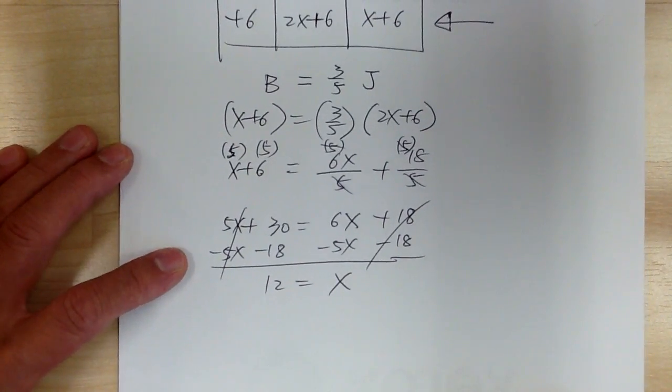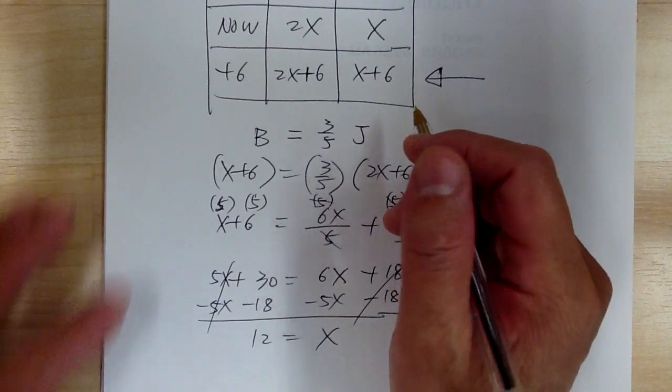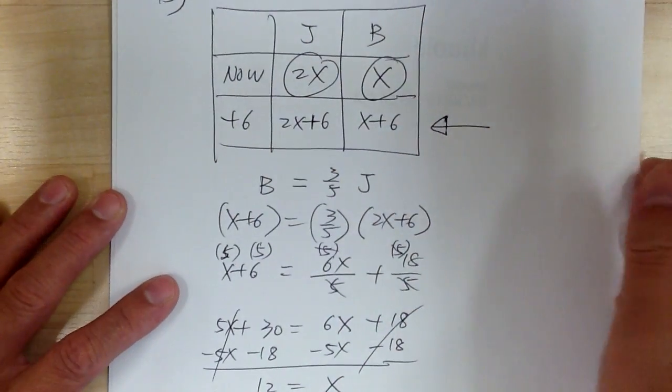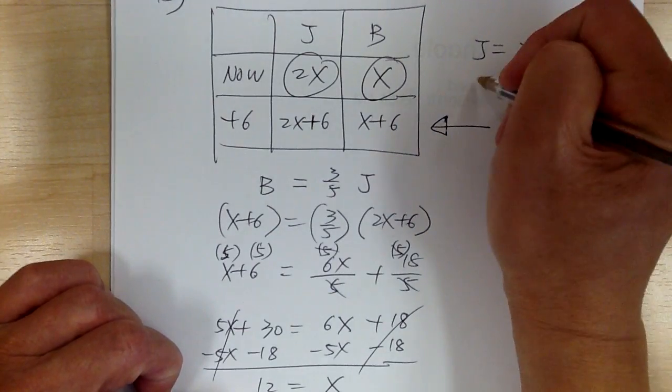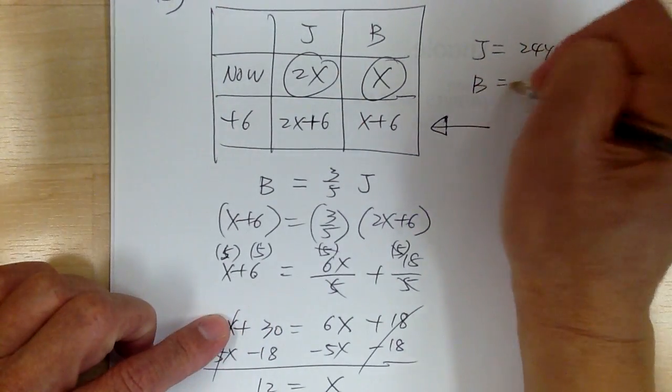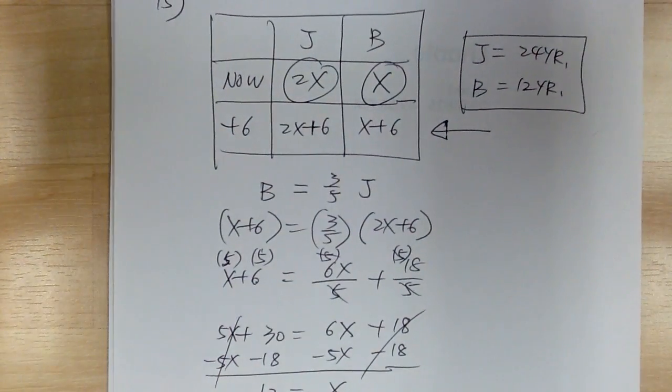So now you can answer the question. Okay? It asks what is each girl's age now? So you're looking for now. So again, Jill is 2x, so it'd be 24 years old. Beth is x, so equal to 12 years old. Okay. Again, notice every problem is the same technique. You just use the same technique over and over and over.